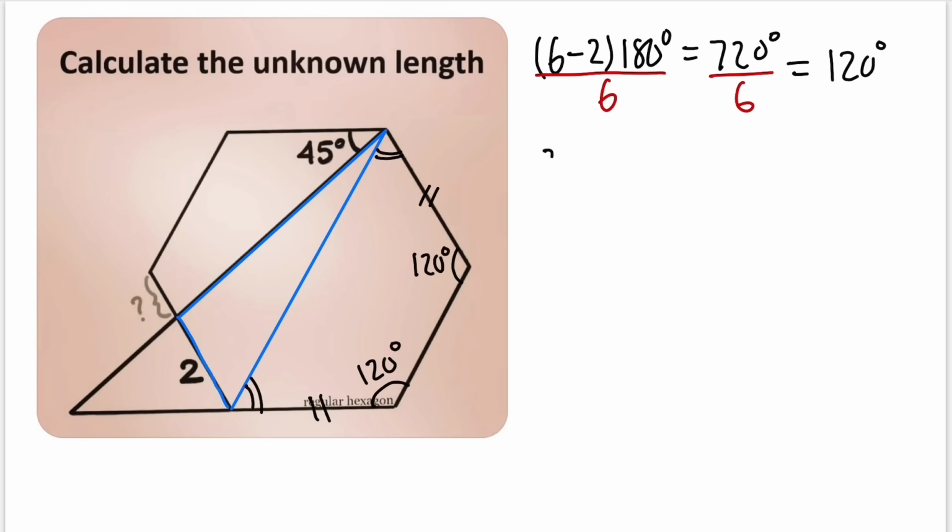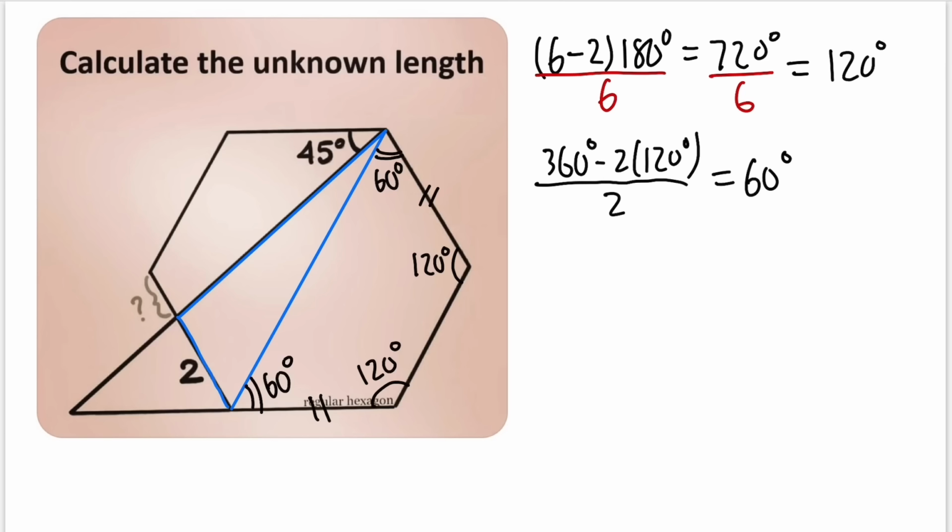So just do 360 degrees minus 2 of the 120 degrees and then divide by 2. On the top is 360 minus 240, which is 120. Divided by 2, we get 60 degrees. So this angle is 60. Likewise, this angle is also 60 degrees.